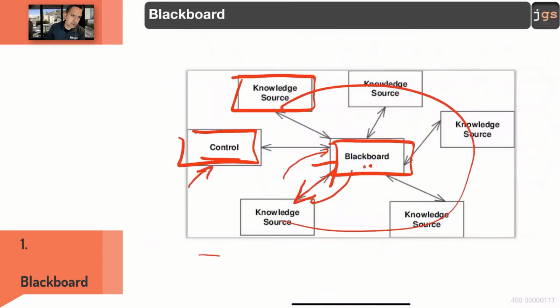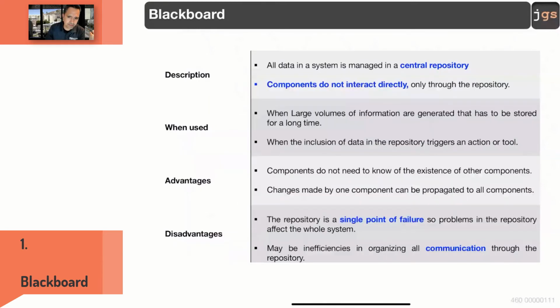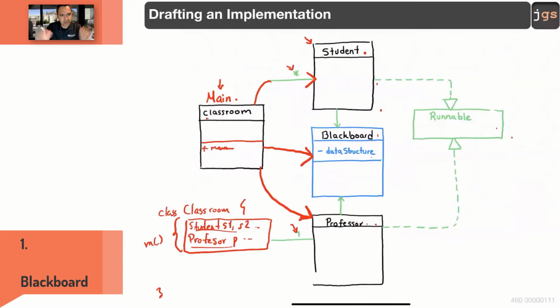One control, several sources of knowledge, trying to match my class diagram with the idea in the architecture. So classroom, the main, student, several, Blackboard, one, professor, one, and student and professor runnable. So student and professor are able to run concurrently, several of them doing something at the same time as others. This is the class diagram that represents the idea of the pattern, one implementation. And obviously, with this class diagram, you can move forward to the source code.